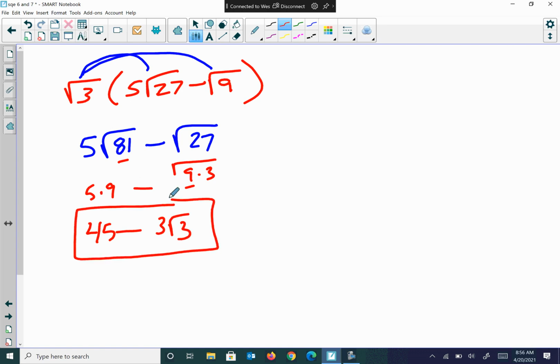That's the answer I came up with. Can you make your answer look like that? Where did you get the 3 from? Oh yeah, never mind.